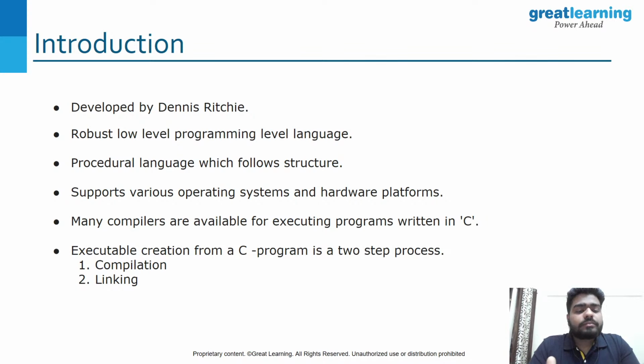Okay. Now, if you see the sixth point, executable creation from a C program is a two-step process. First one is compilation, which I've already explained to you. Second one is linking. Now, what is this linking? See, you will not be writing only one code, right? You'll be writing maybe 5 to 6 codes or hundreds of codes together, right? All the codes have to be converted into a binary coding file, which is bytecode.